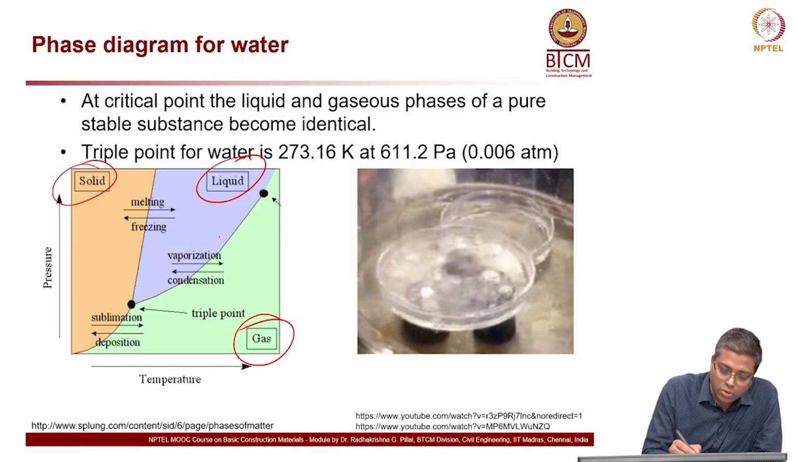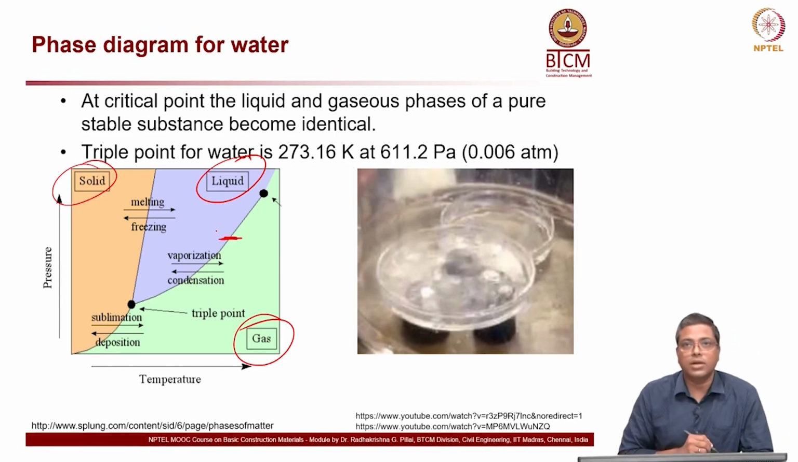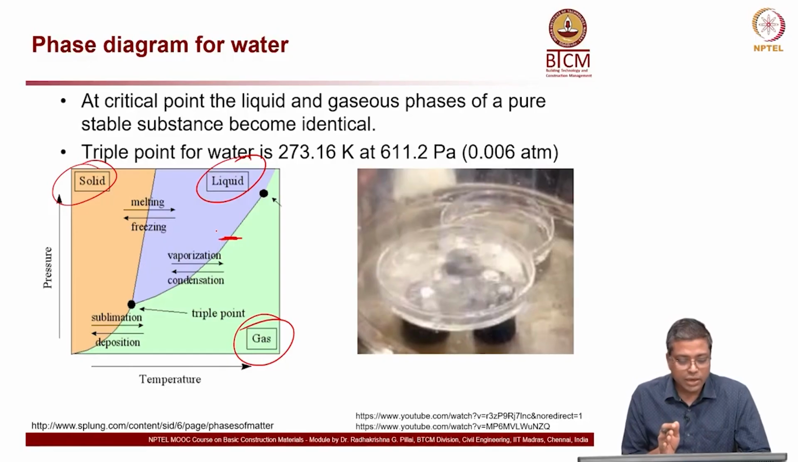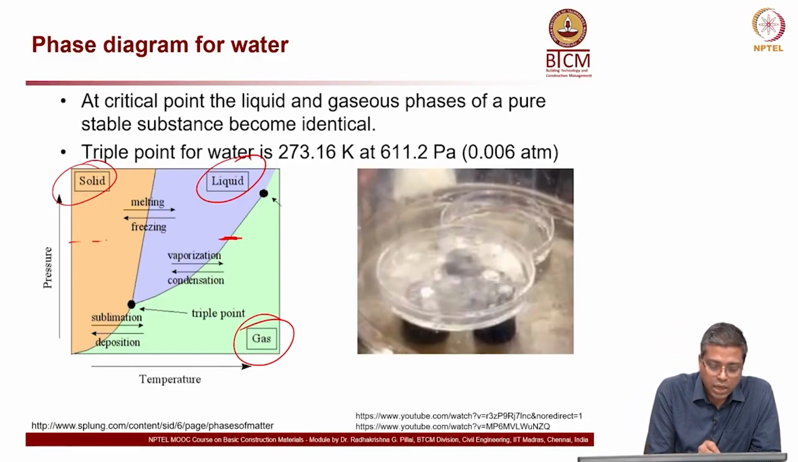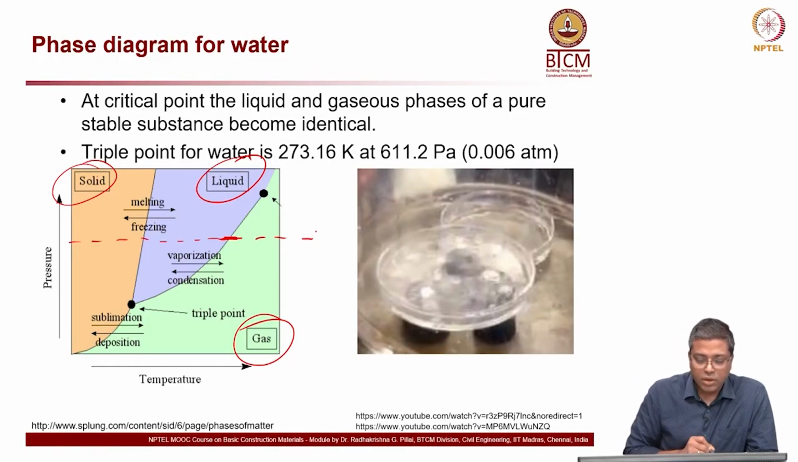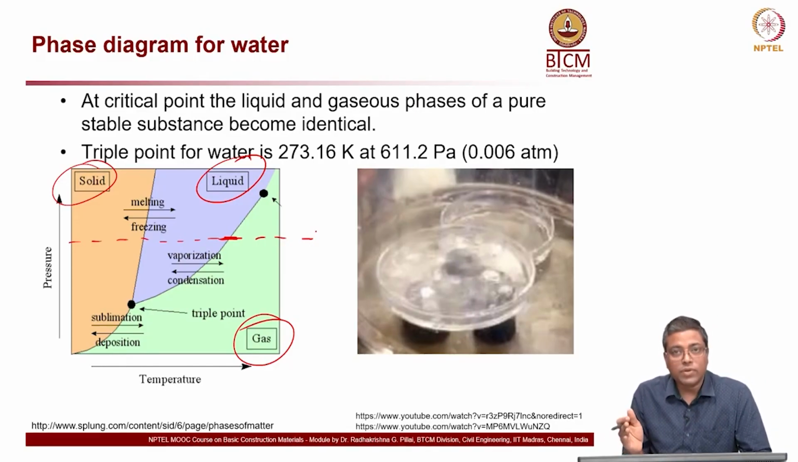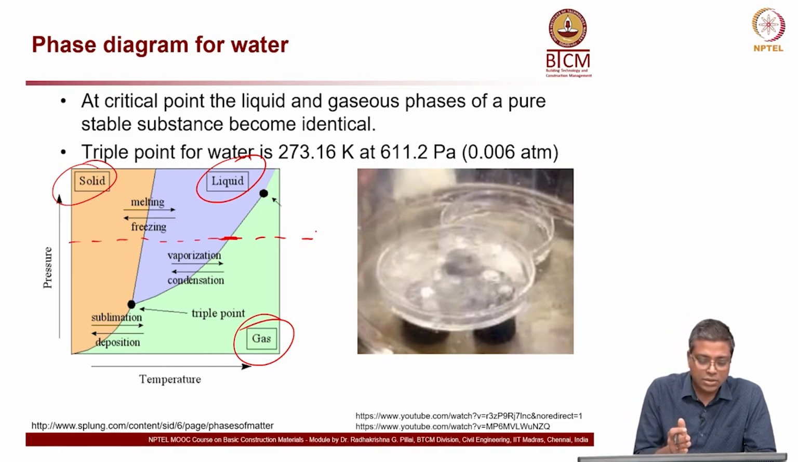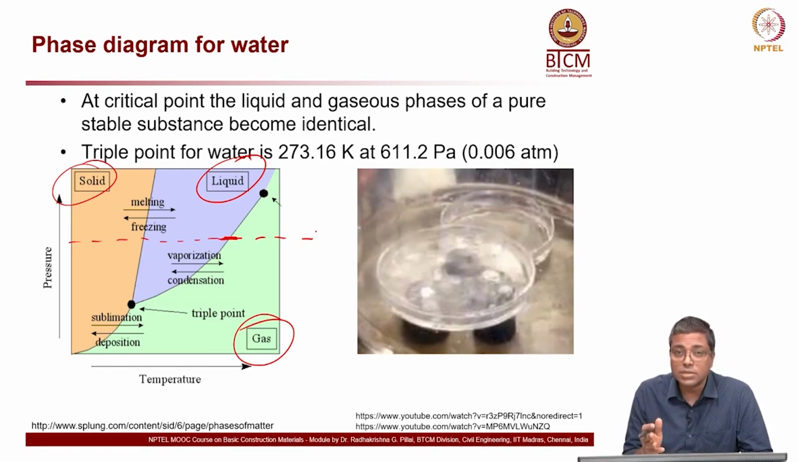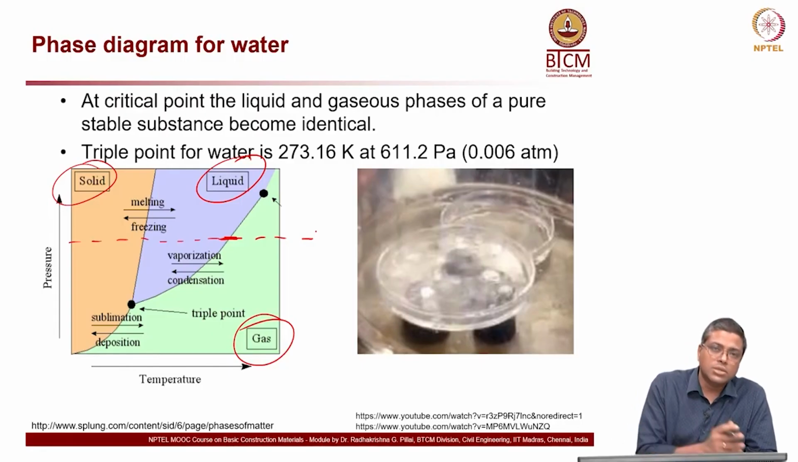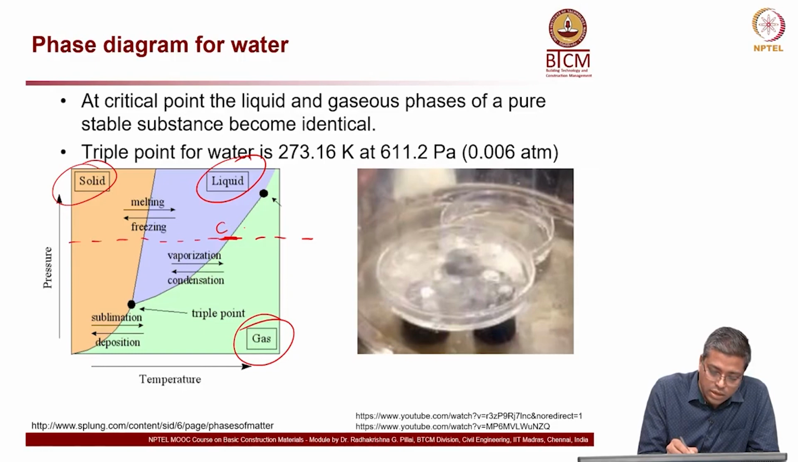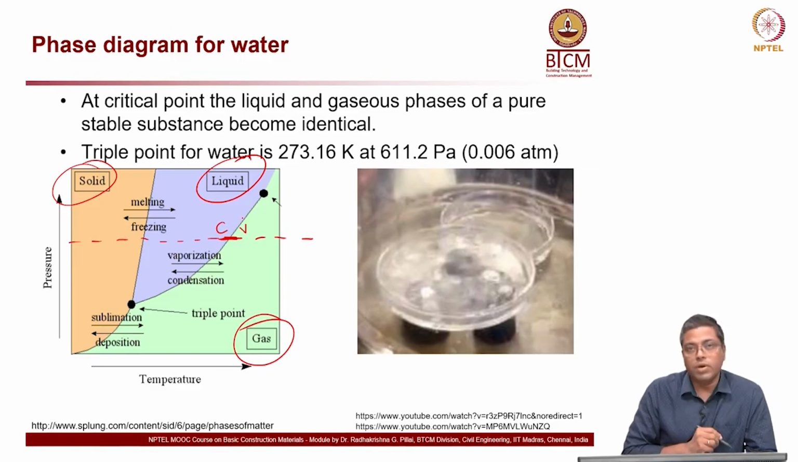Let me draw it more closely. Let us say here a slight change in the temperature along this small red line which I have just drawn. If the temperature slightly increases at the same pressure, it will vaporize, and if the temperature slightly decreases, then it will condense. So, you can have C condensation and then V vaporization.